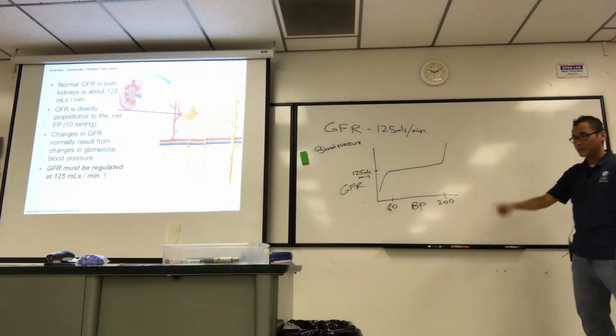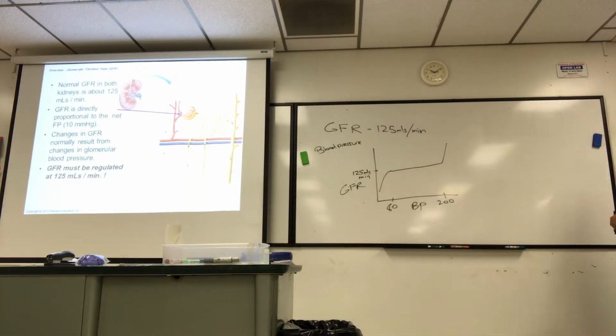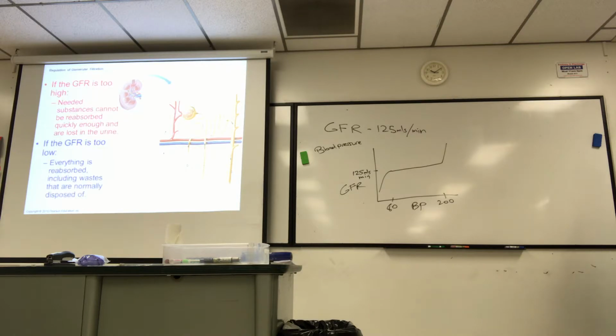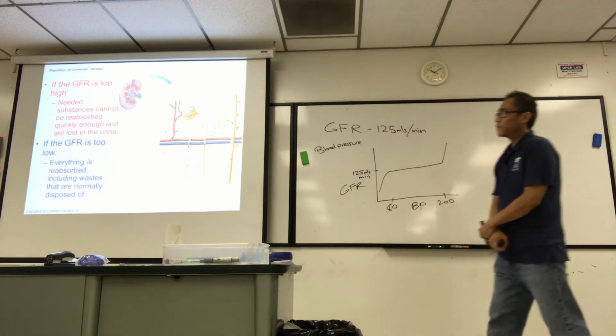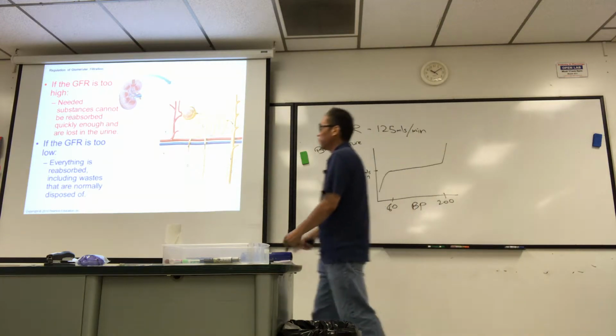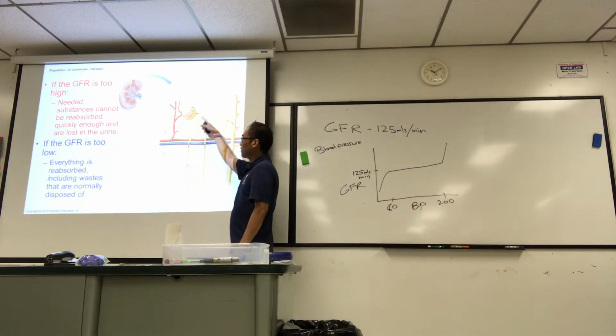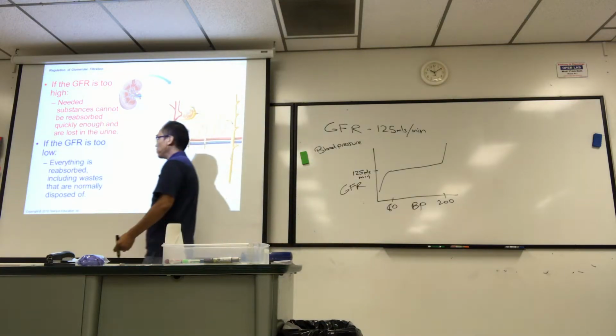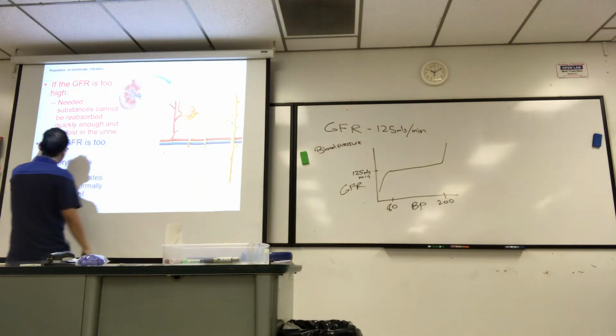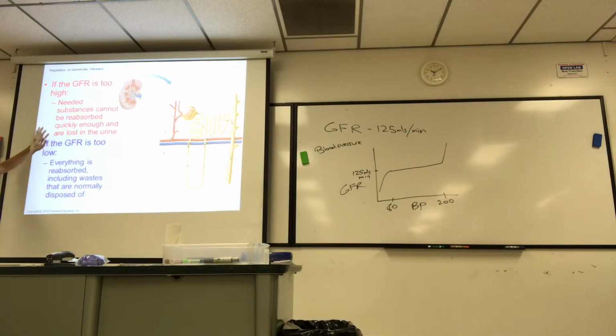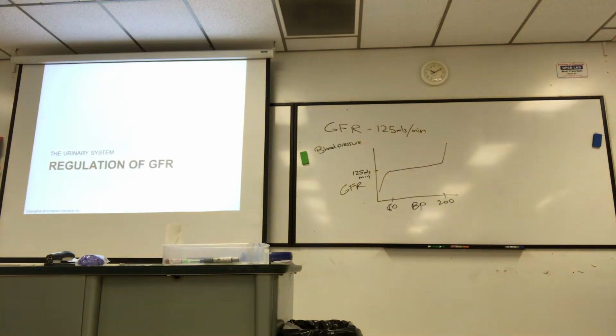This is in your book. We are going to learn how GFR is regulated. The reason you want to keep it steady: if GFR is too high, if you're filtering too fast, stuff's going through here too fast, and you don't have enough time to reabsorb it, and you'll lose a lot of the nutrients that your body needs. You won't conserve it, you'll lose it to the urine. If GFR is too low, you may reabsorb too much, including all the waste the body does not need. So it's very important to keep it regular.